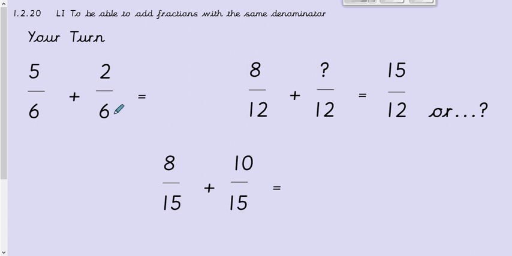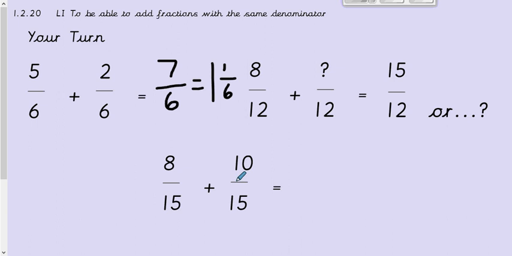So we have 5/6 add 2/6, so our denominator will stay the same as 6. 5 add 2 is 7, therefore our answer is 7/6. And if you were writing it as a mixed number, it would be 1 and 1/6, because you can fit one lot of 6/6 in 7/6, and there'd be one left over. You could draw it as well if that helped you.